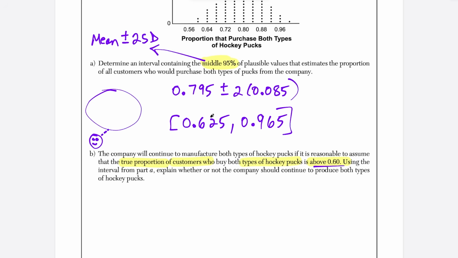Well, if we look at the middle 95%, that's going from 0.625 all the way out to 0.965. I'm not necessarily drawing this to scale. This is just to help us imagine what's going on. So the middle 95% is here, and they're asking, is it reasonable to assume that the true proportion is above 0.60? So 0.60, let's say, is over here. We'll just call that 0.600. Well, notice that the middle 95% is greater than 0.600. Okay, it is above.